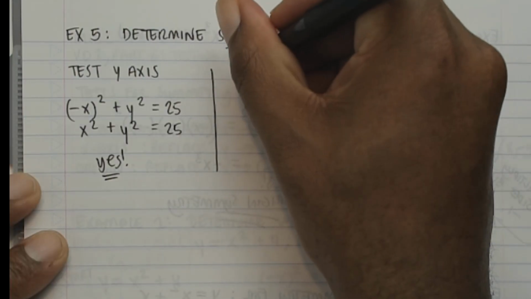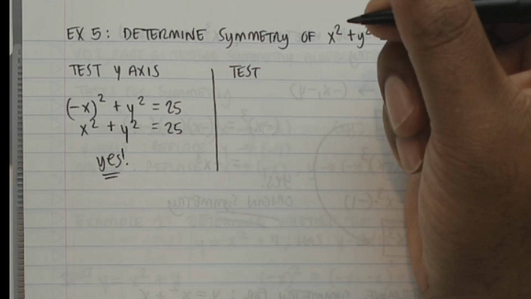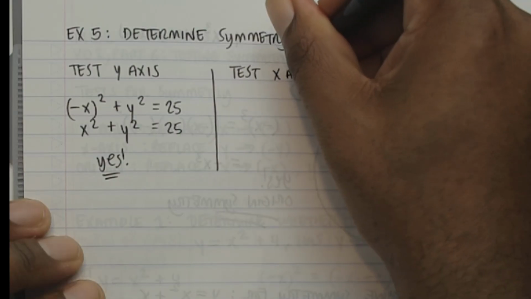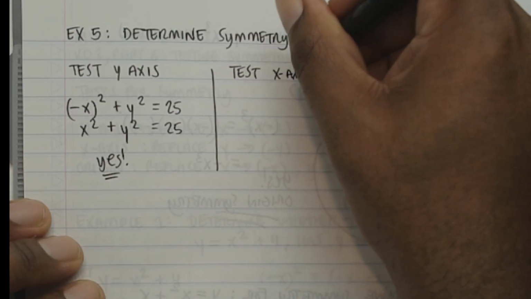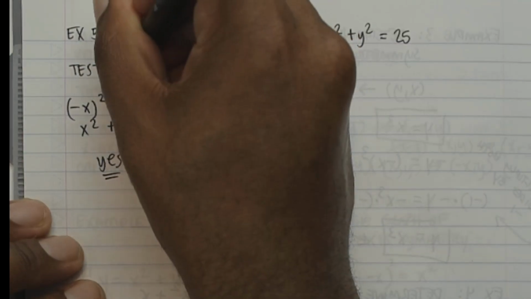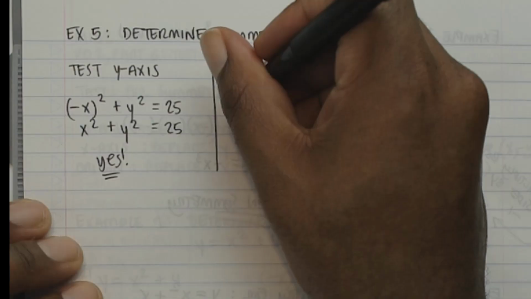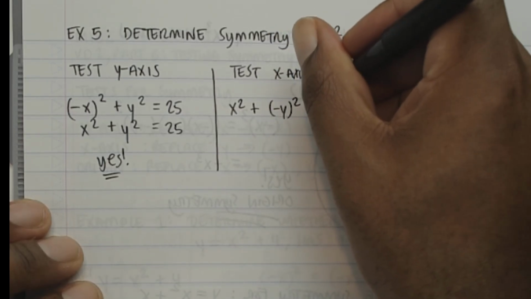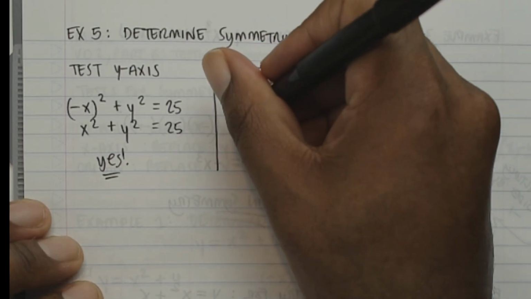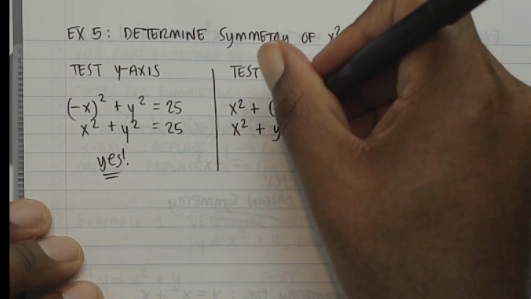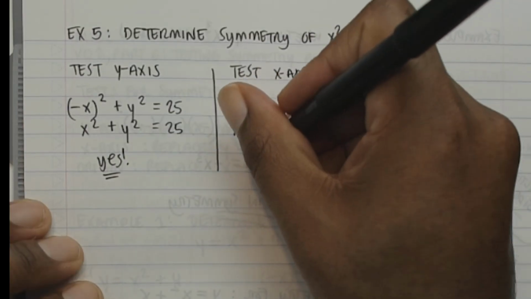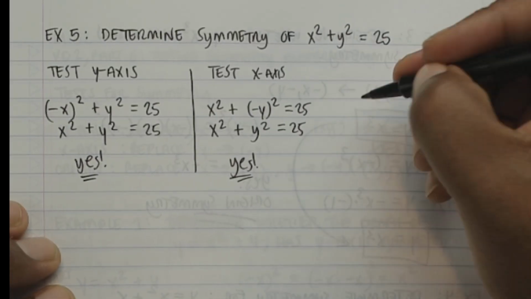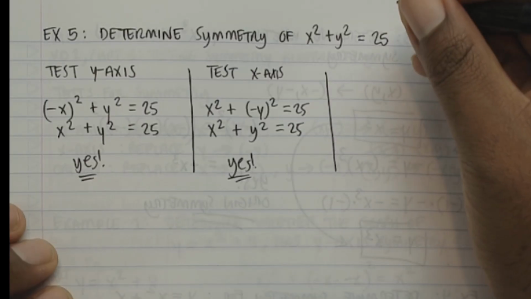Now let's test for the x-axis. In testing for the x-axis, we have to replace the y with a negative y. In doing so, after computing, we realize that this also has x-axis symmetry.